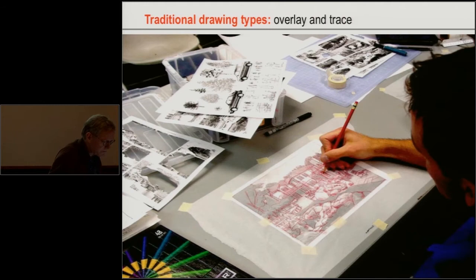Now to some drawing types. This is the heart of what I do an awful lot of. It's the basic overlay and trace method of drawing. You start with your base information. It can be a photograph. It can be a SketchUp model view. You just simply print it out and then put a piece of tracing paper over the top of it and work up the additional detail that may not be in the original source material, and then you trace over the top of that to get your final drawing.